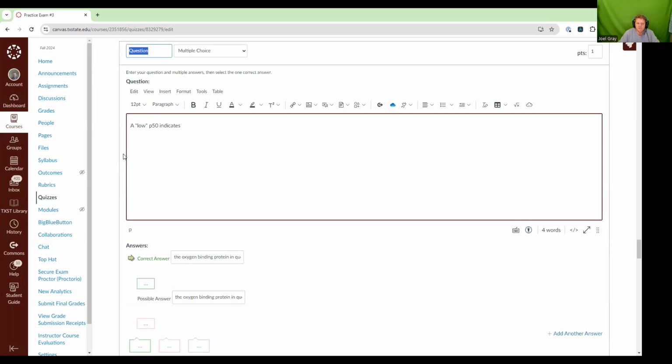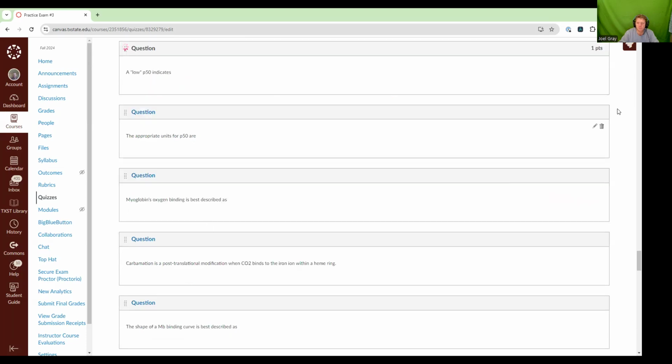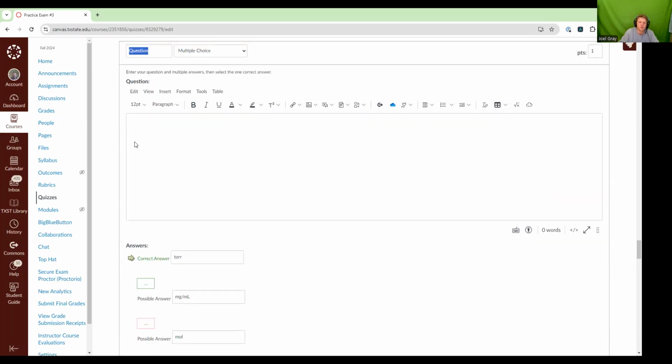A low P50, low is in quotes, indicates the oxygen binding protein in question can bind oxygen with a high affinity. And then this is not necessarily a true false, but a kind of binary question. The oxygen binding protein in question can bind oxygen with a low affinity. So low P50 indicates a high affinity. So that is the correct answer. Click update just so I can close that down.